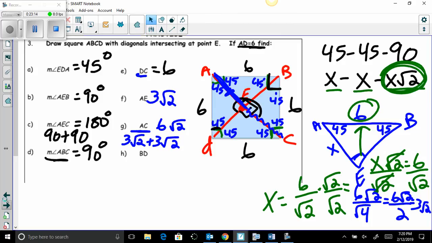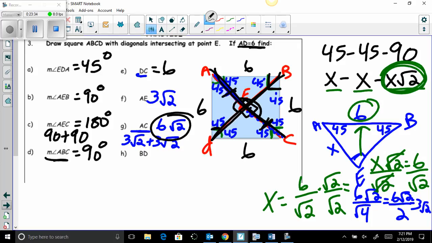All right, let's go ahead and find BD, and then you can get started on your homework. Well, think about this. What's BD? Looks to me like BD is the other diagonal. Aren't diagonals congruent? If I already found one diagonal, which is AC, because I found each part and I put them together, do I even need to do any work for this one? No, it's just 6 radical 2.